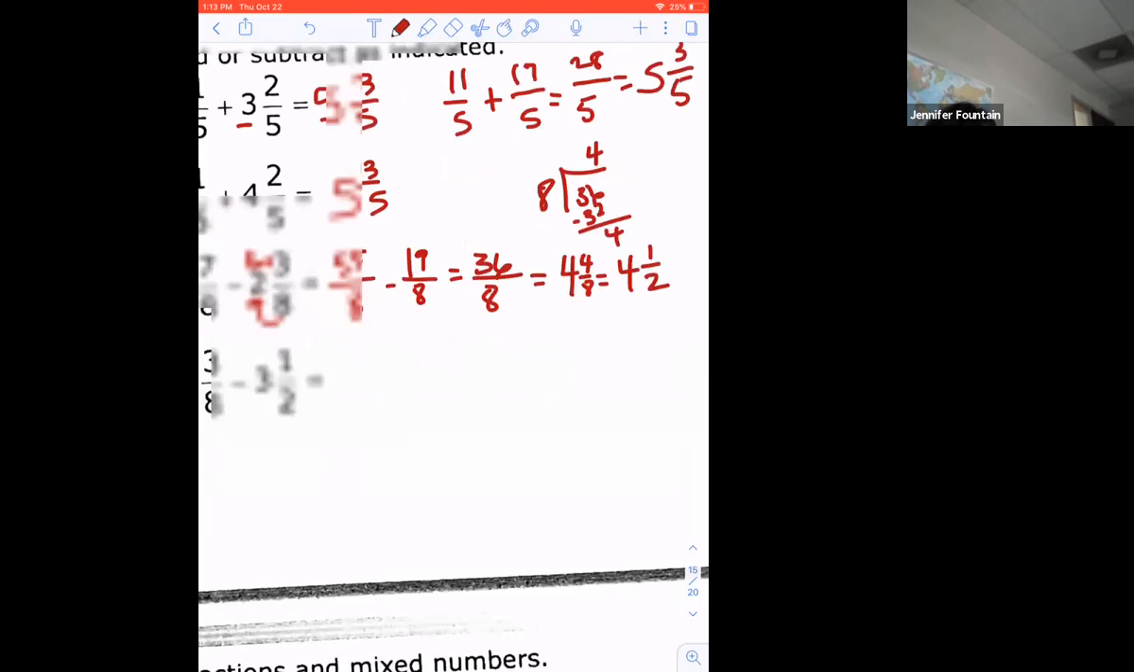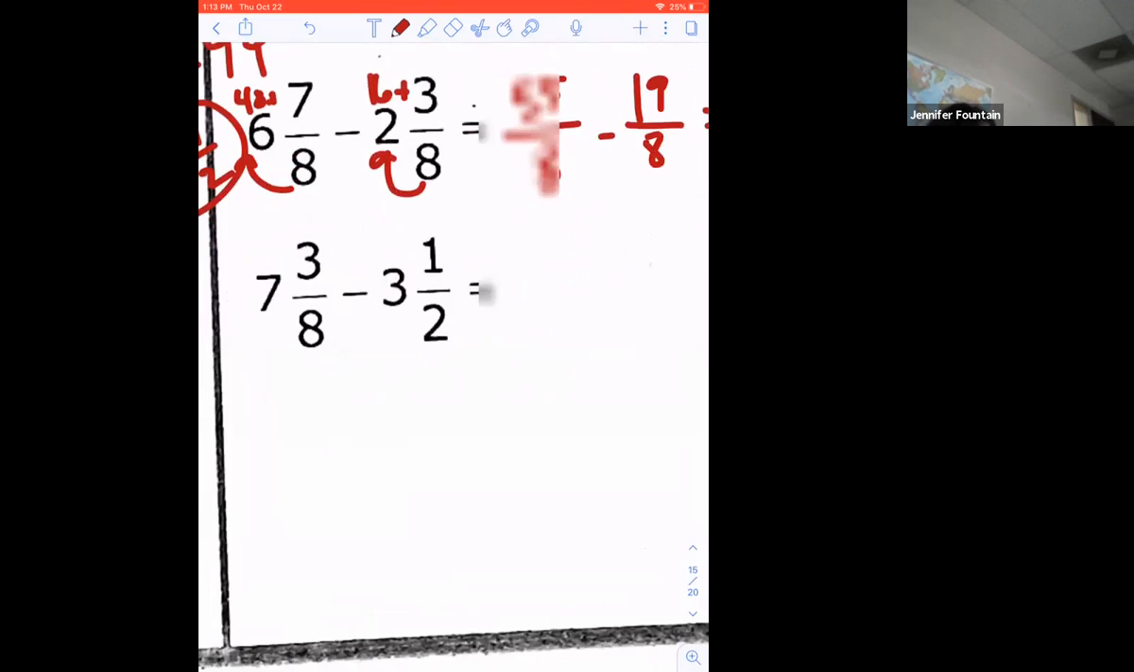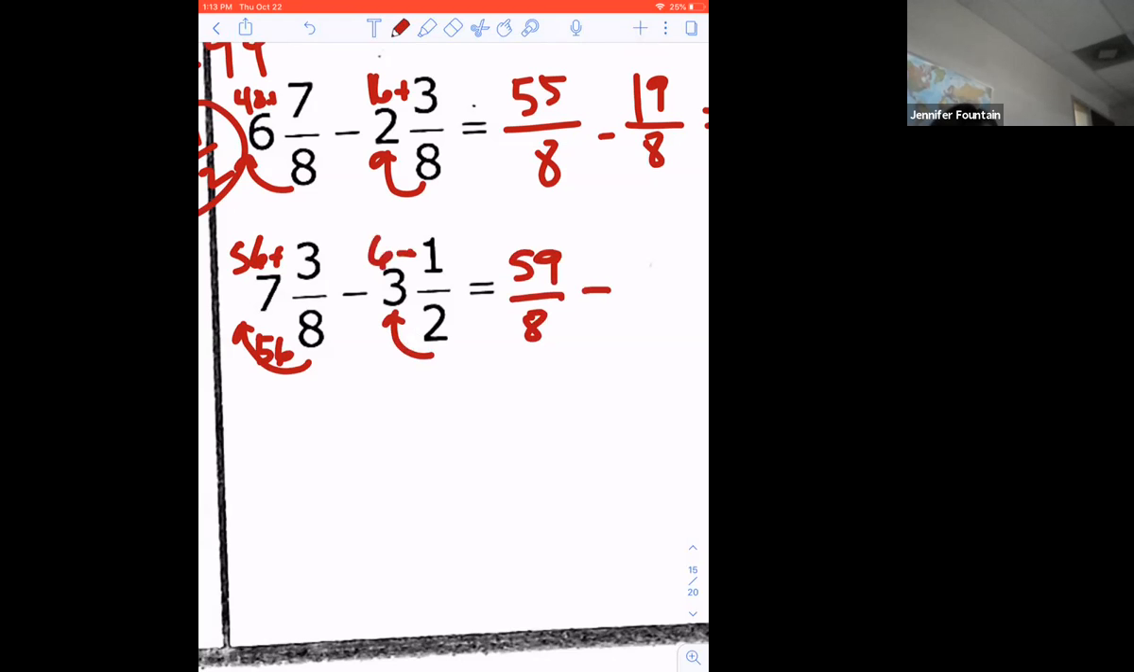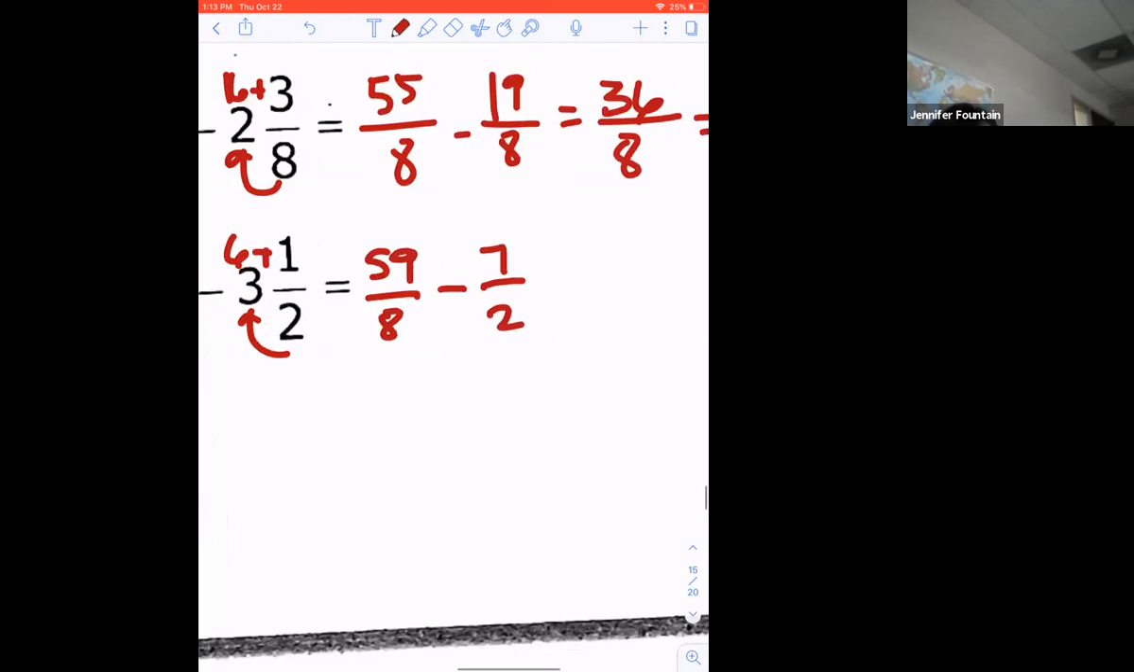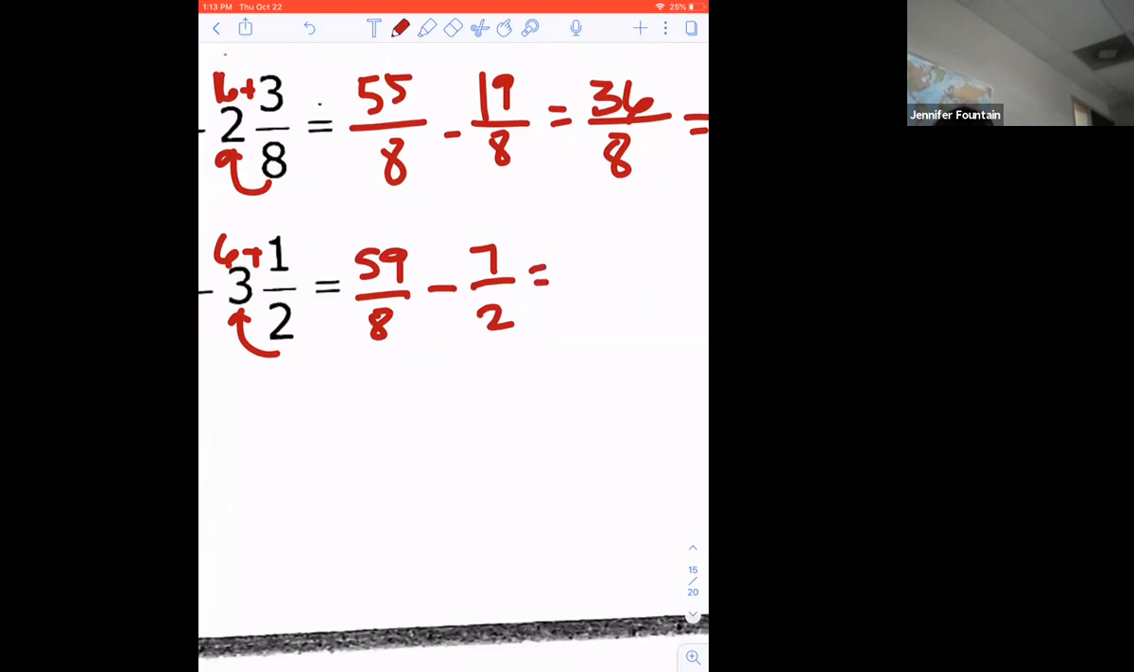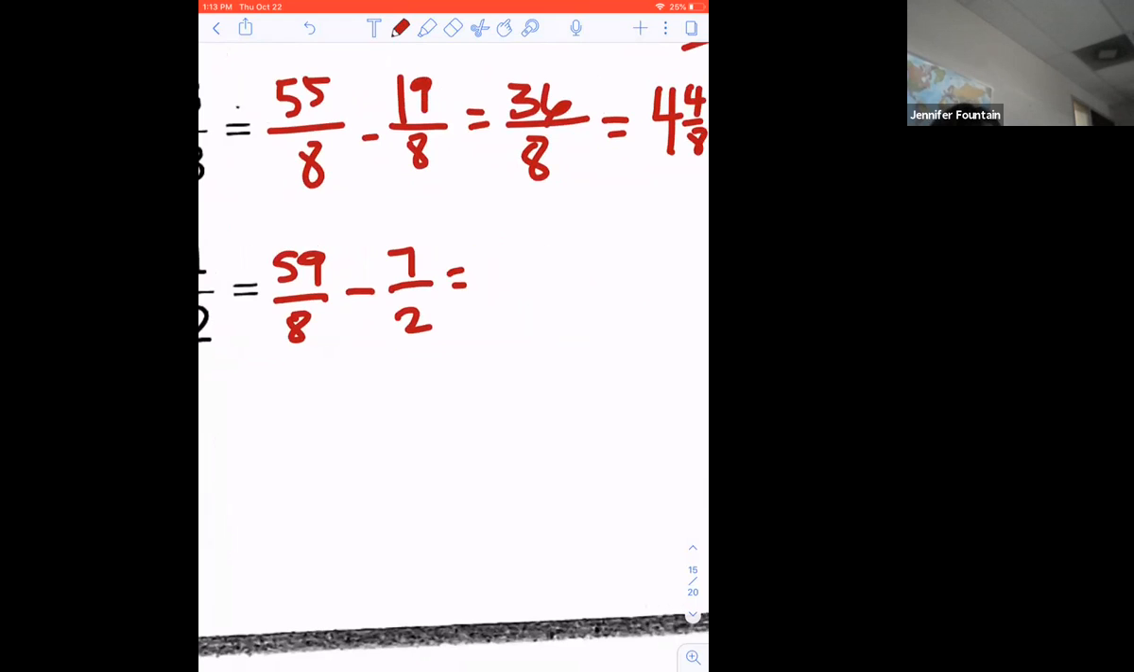And then the last one. 8 times 7 is 56. 56 plus 3 is 59 over 8, minus 2 times 3 is 6, and 6 plus 1 is 7. So now I have different denominators. I've got to find common denominators. I look to see if I can use one of the ones that I already have, and I can. I can use the 8.